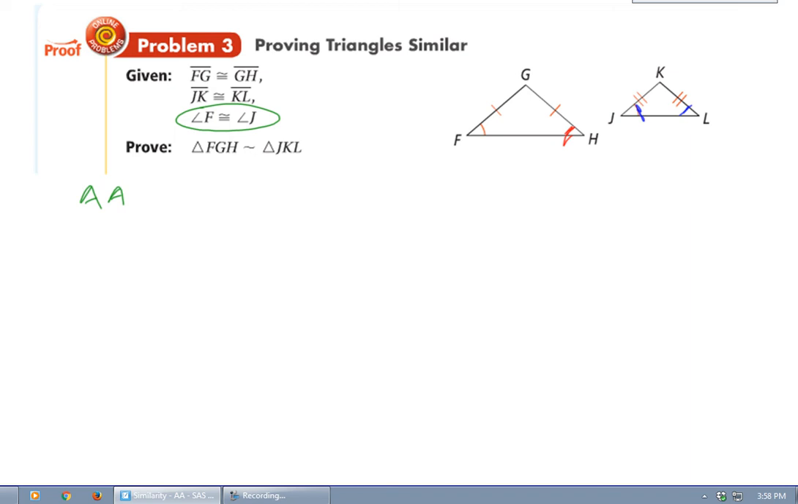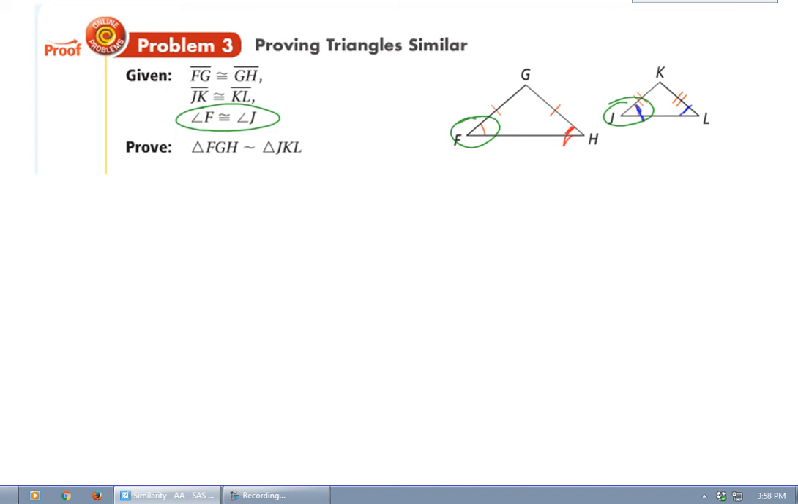So I'm going to say that triangle FGH is isosceles, which means that angle F is congruent to angle H. I'm going to say that triangle JKL is also isosceles, which means angle J is congruent to angle L. What connects these two triangles are these two angles. If F is equal to H and J is equal to L, and F is equal to J, that means that H and L must be congruent to each other. Well, if angle H and L are congruent to each other, and angle F and J are congruent to each other, then these two triangles are similar because of angle-angle.